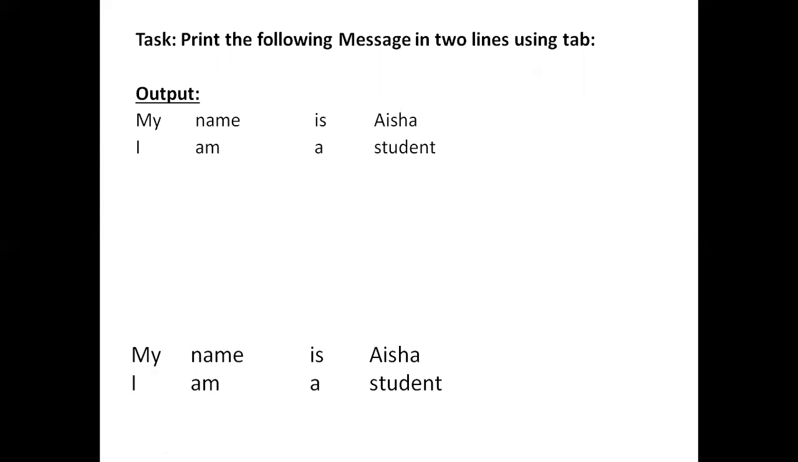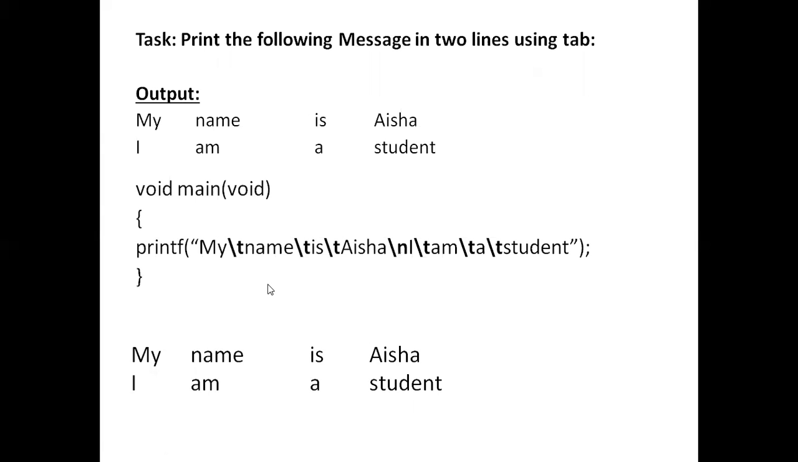So how do you think you will write this program? As I have told you in the previous slide, \t is used for the 8 spaces. In the first line, it will be leaving the 8 spaces, and in the second line, it will be aligning the next word with where the word of the first line is coming. So we will write down this program using the \t.